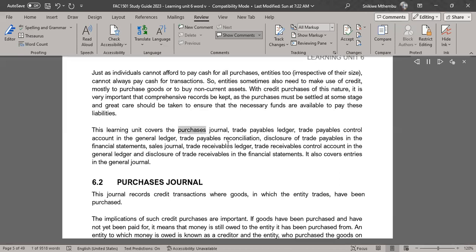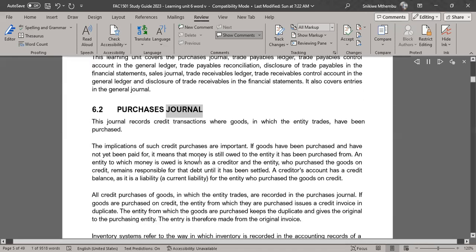This learning unit covers the purchases journal, trade payables ledger, trade payables control account in the general ledger, trade payables reconciliation, disclosure of trade payables in the financial statements, sales journal, trade receivables ledger, trade receivables control account in the general ledger and disclosure of trade receivables in the financial statements. It also covers entries in the general journal.